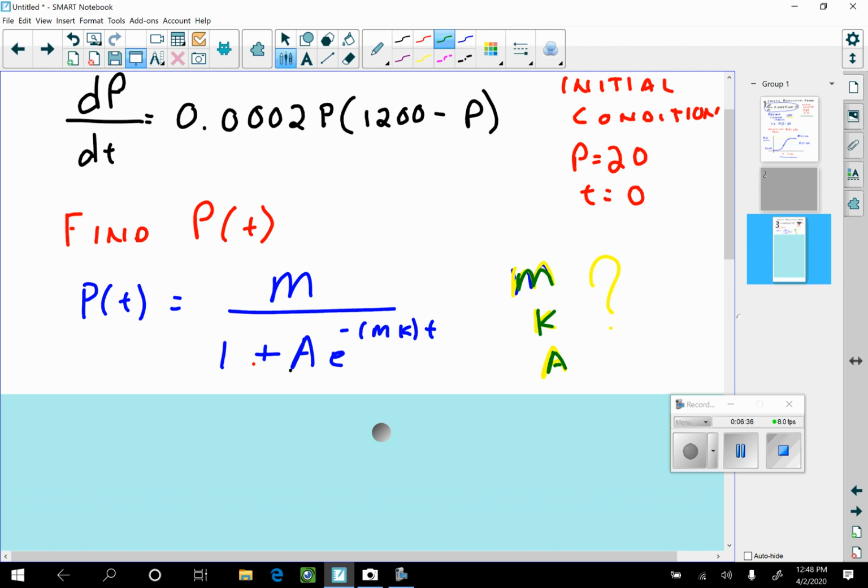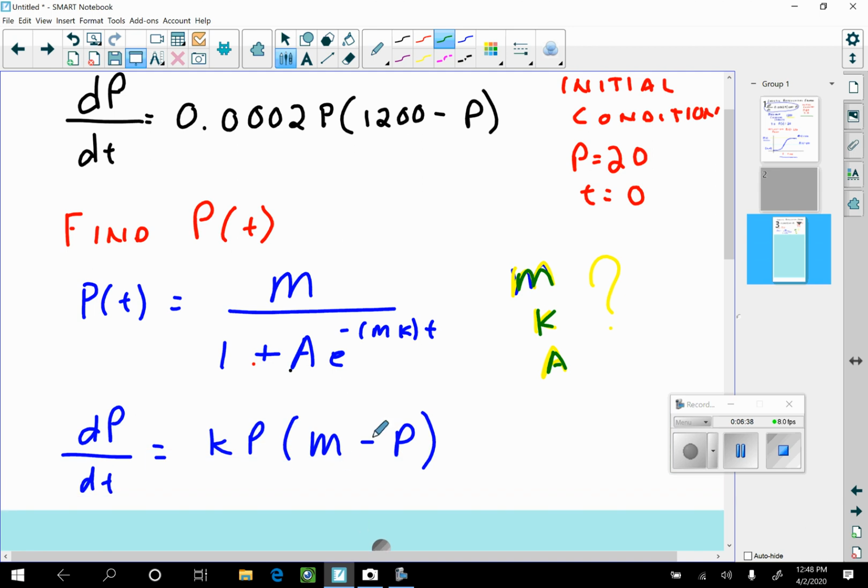Okay, and what am I going to do? I'm going to simply know from my notes that if I have this right here, if this is my equation, I can go right to this by just picking out some things. And don't forget, I'm going to have to use this initial condition. I will use it at the very end.